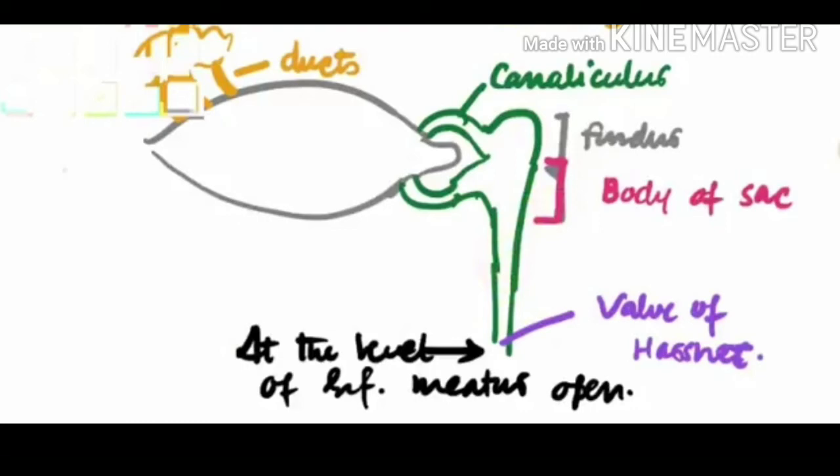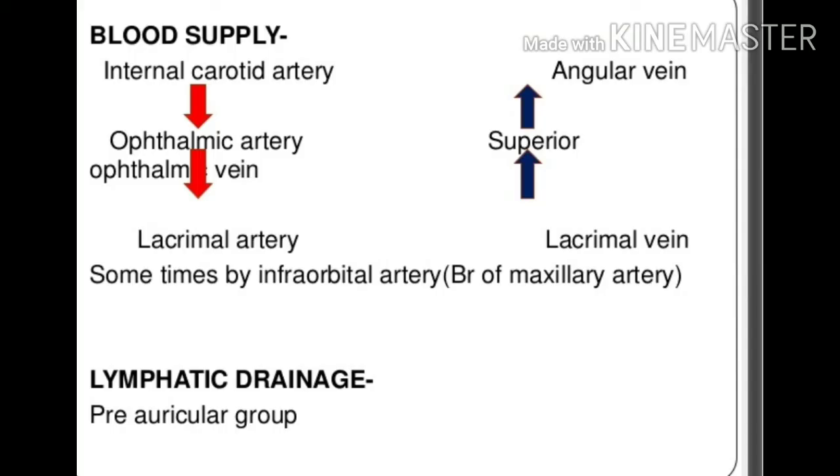A fold of mucous membrane called valve of Hasner is an imperfect valve at the lower end of the duct. Coming to the blood supply, it is supplied by the lacrimal branch of ophthalmic artery. Venous drainage is into the lacrimal vein and lymphatic drainage to the preauricular group of lymph nodes.